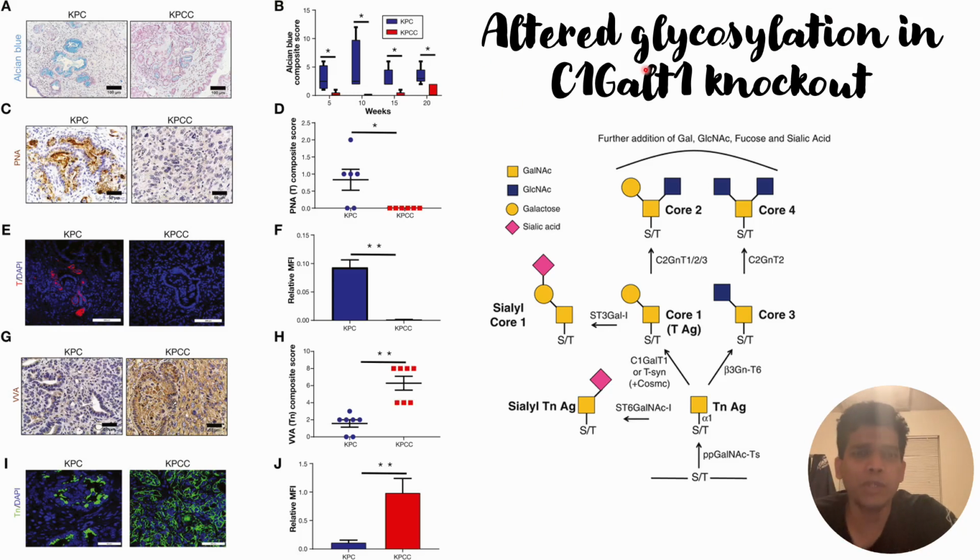In this video, we will continue our discussion about the C1GalT1 knockout in pancreatic cancer affected mice. Let us briefly provide an overview of what we are comparing. We are comparing two mice models. One mice model has these general characteristics which are found in pancreatic tumors or pancreatic cancer.